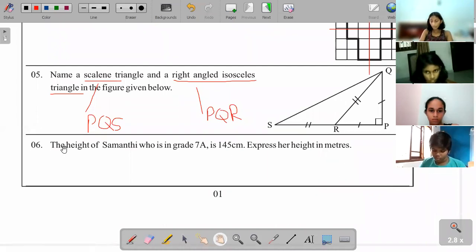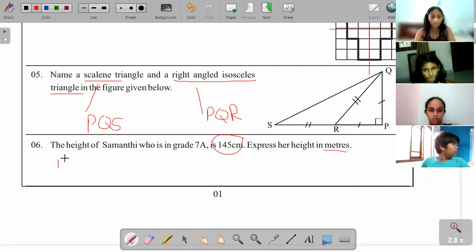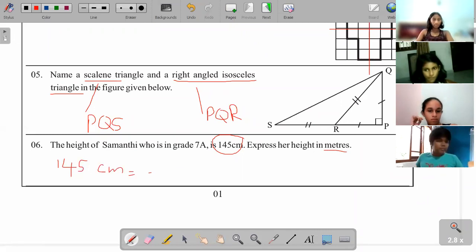Now I'm going to number 6. The height of Samanthi, who is in grade 7A, is 145 centimeters. That's the length, right? Height of the student, no? Express her height in meters. You have to convert 145 centimeters into meters. What is the answer?